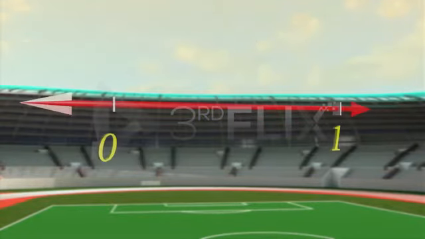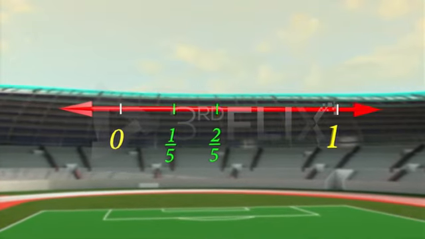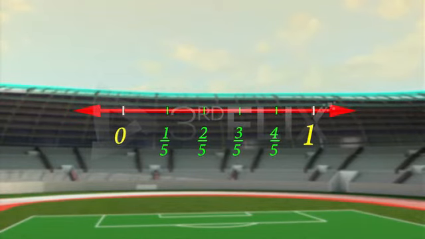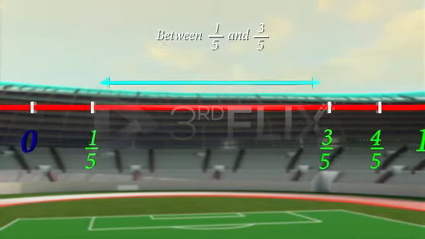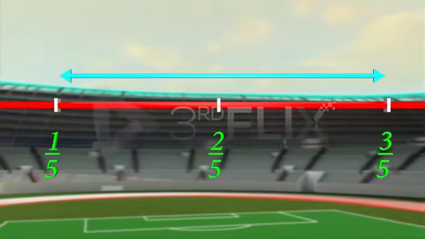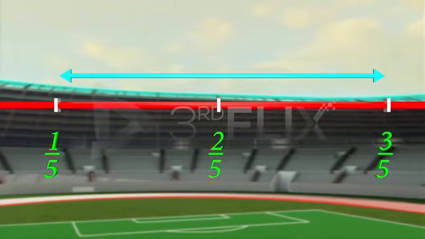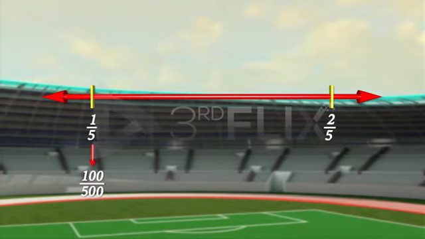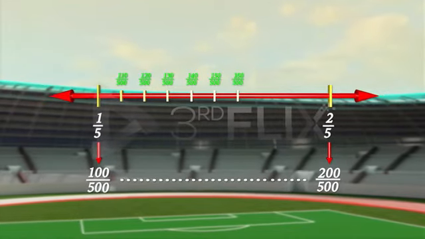Observe that the rational numbers 1 by 5, 2 by 5, 3 by 5 and 4 by 5 are lying between 0 and 1. Can you find any rational number between 1 by 5 and 3 by 5? Yes. The rational number 2 by 5 lies between 1 by 5 and 3 by 5. Suppose if we write 1 by 5 as 100 by 500 and 2 by 5 as 200 by 500, then we can find some more rational numbers.